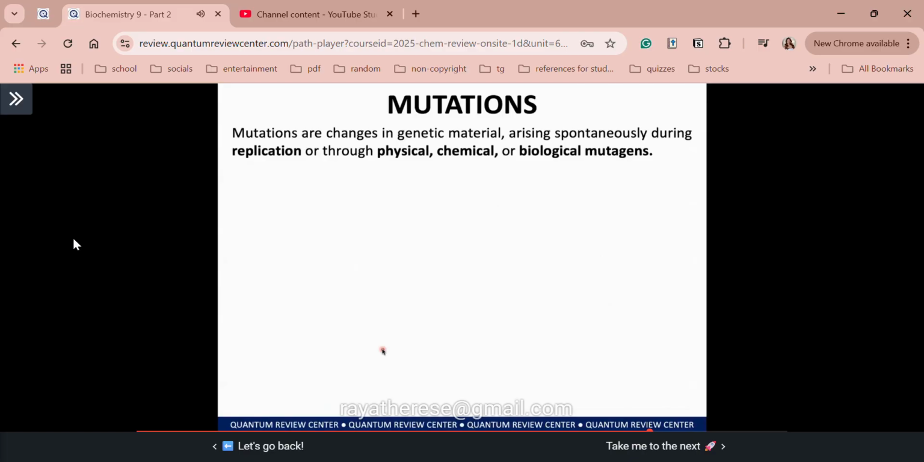Again, these are changes in genetic material, and in particular, it occurs mainly or spontaneously during replication. So these are being affected by your mutagens. Again, class, your mutagens will induce the change in your genetic information. We have 3 different mutagens: physical, chemical, or biological.